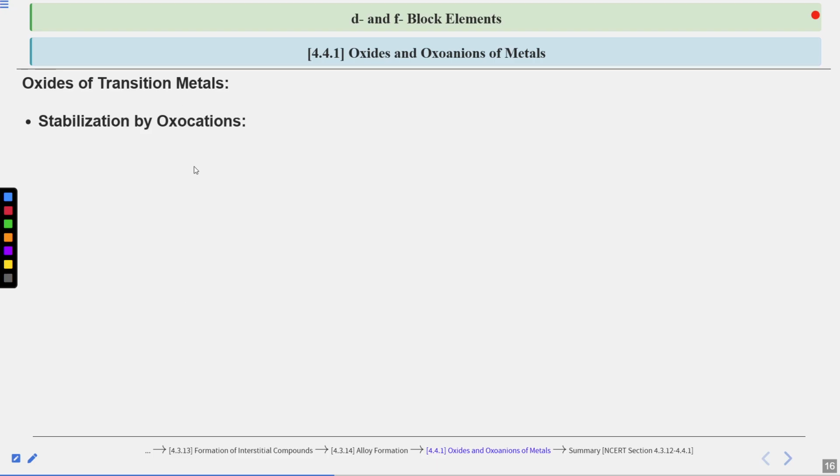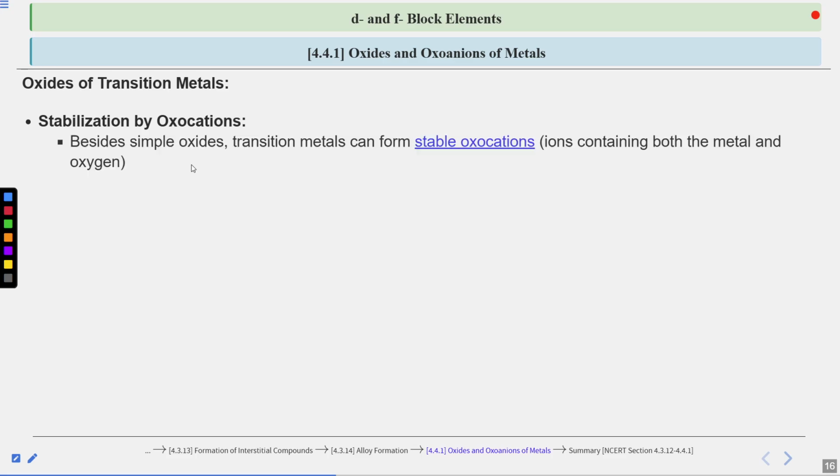Now, stabilization by the oxocations. Besides simple oxides, transition metals can form stable oxocations, the ions which contain both metal and oxygen.